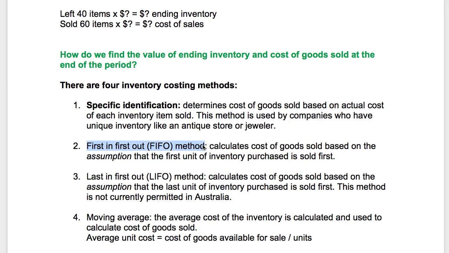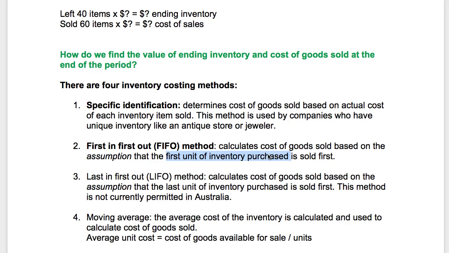FIFO method is first in, first out. This is the assumption that the first unit of inventory purchased is the one you sell first. This is what you would use for something like fresh fruit and vegetables and for milk. When you see in the supermarket, which milk do they sell first? The first milk purchased is the oldest milk, and they want to sell that first to customers before it expires.